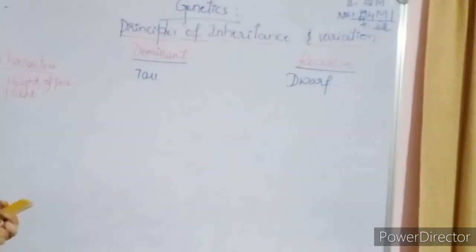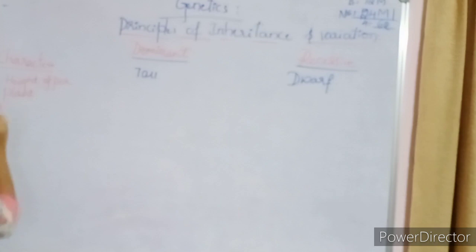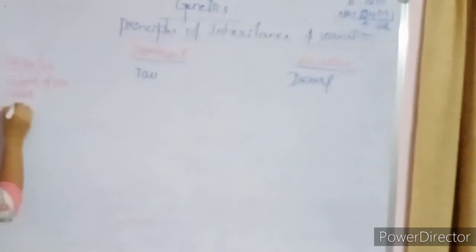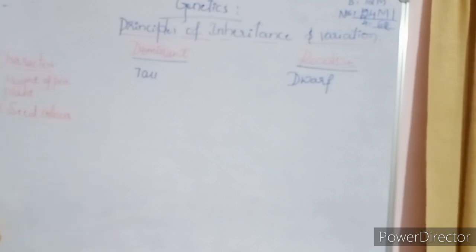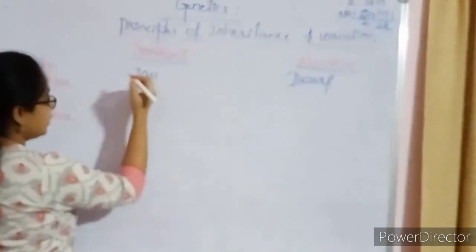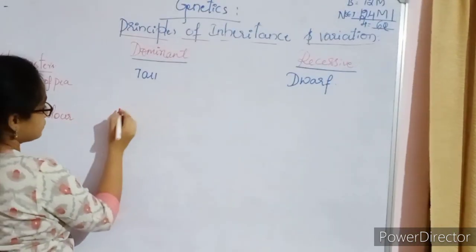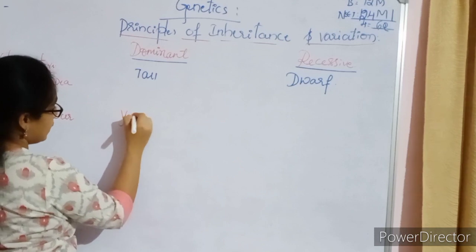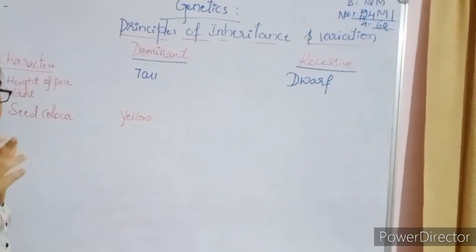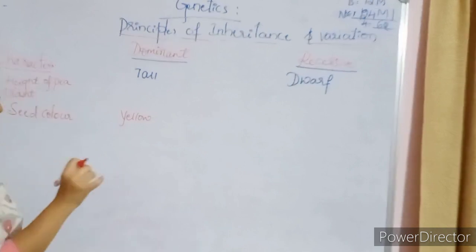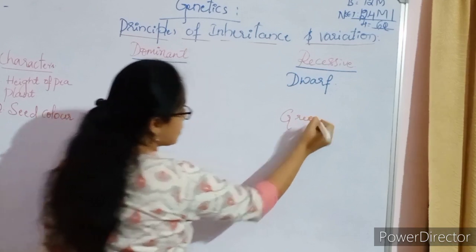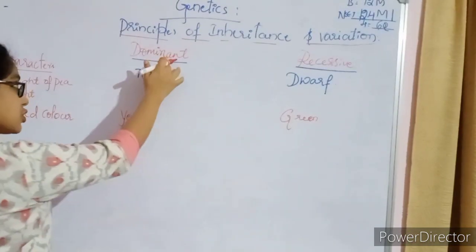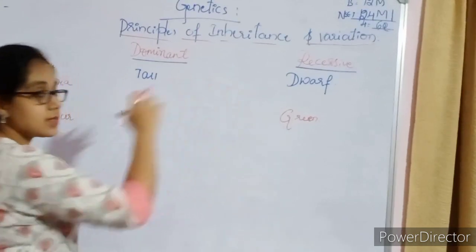Okay, so coming to the second contrasting character. The second contrasting character was seed color. Okay, so seed color in case of pea plant, actually we can see two types of colors, two different colors of seeds. One is yellow, another one is green. Okay, so here we consider yellow as a dominant character, green as a recessive character.